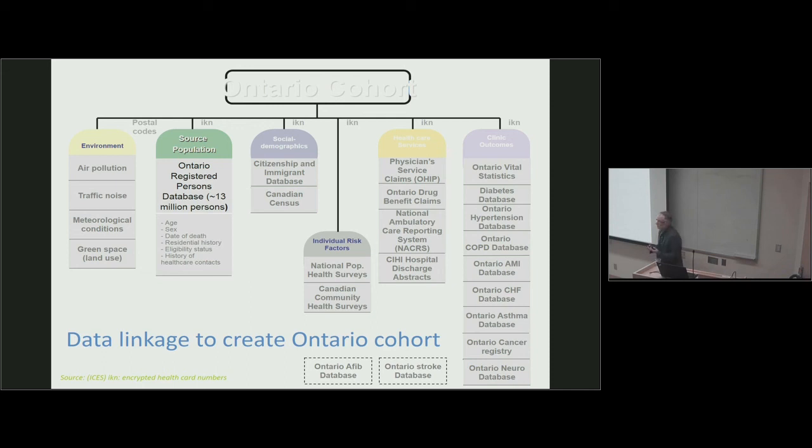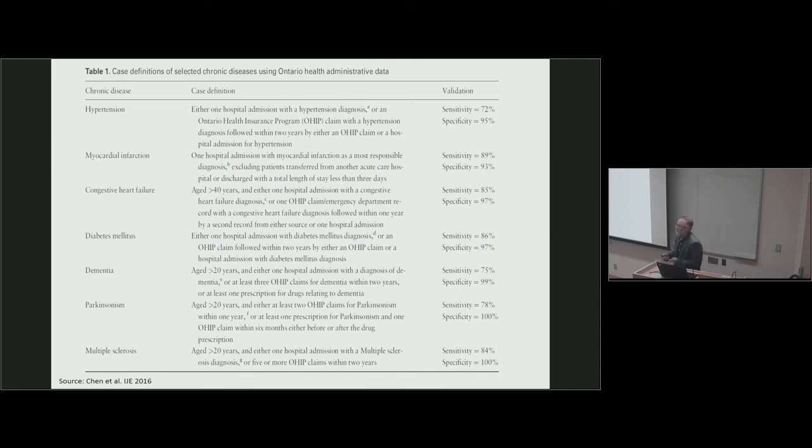The system starts in 1991, and we can create cohorts of individuals based on integrating all of these different databases together about their drug claims, their physician claims, the National Ambulatory System, so this is ambulances, hospital discharges, and so on. We can create a whole series of cohorts based on different outcomes. The outcomes so far are hypertension, myocardial infarction, congestive heart failure, diabetes, dementia, Parkinson's, and multiple sclerosis. We've also done acute myocardial infarctions and strokes. We've done about 10 different outcomes.